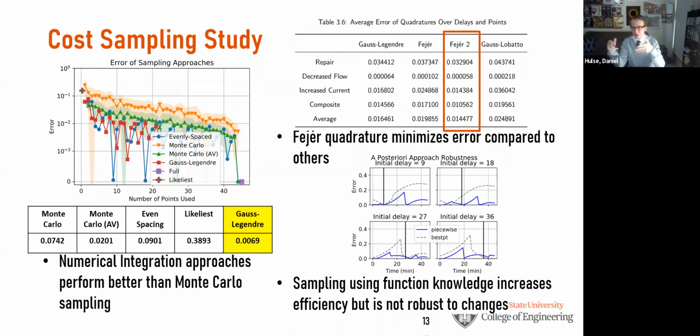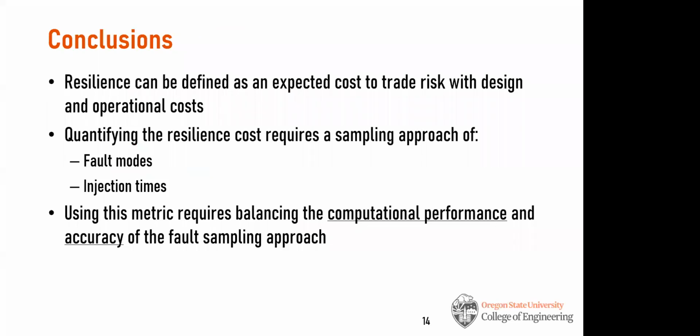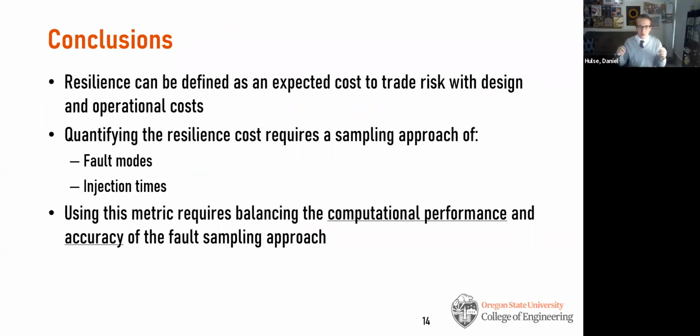with this approach that we found was that if we change the design, all of a sudden the form of that resilience function changes also. And so we get inaccuracy in our fault sampling approach. So in conclusion for this chapter, what we went through was that resilience can be defined as an expected cost so that it can trade the risk of resilience with design and operational costs.